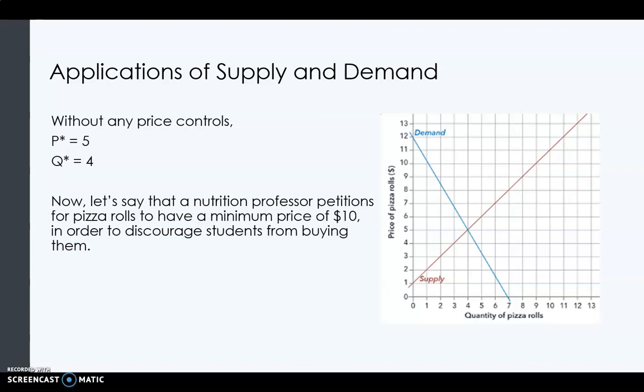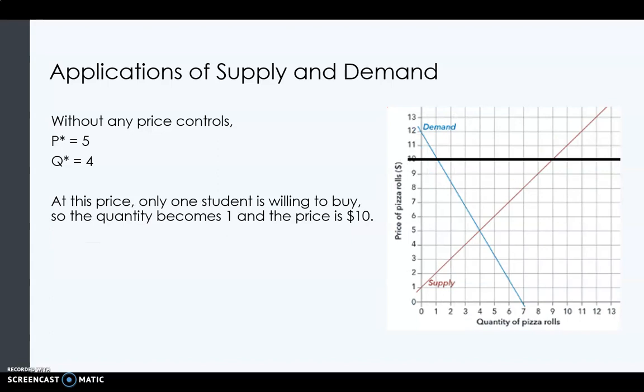Without any price controls, remember, we had an equilibrium at a price of 5 and a quantity of 4. And let's say we have a nosy nutrition professor who's going to petition for pizza rolls to have a minimum price of $10 in order to discourage students from buying them, which would probably work. Let's label this. This is a price floor, right? Because it's too high and it's making us uncomfortable.